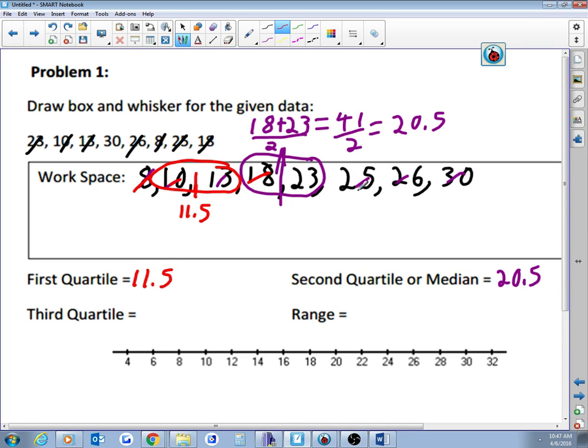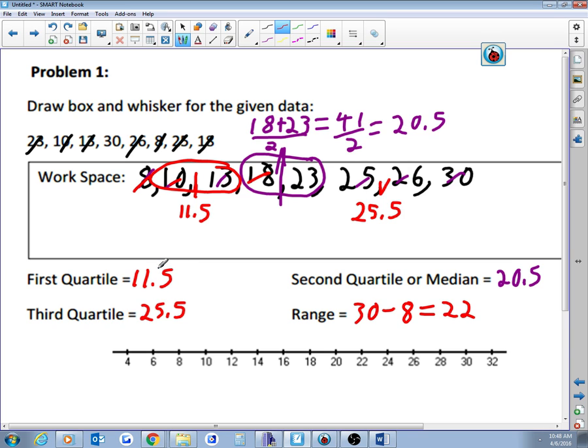Now for our third quartile, we're going to do the same thing. So right between 25 and 26, since we have 2 in the middle, we've got to find the mean of these two. So 25 plus 26 is 51. 51 divided by 2 is 25.5, or 25 and a half. Goes right between 25 and 26. So that's our third quartile, 25.5. Okay, now our range is just the highest number, 30, minus the lowest number, 8. And so our range will be 22.